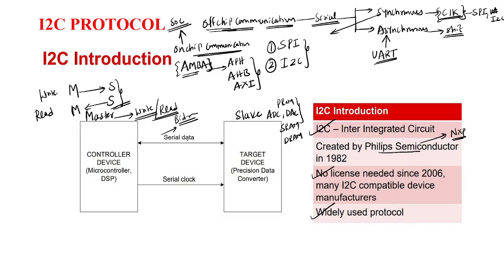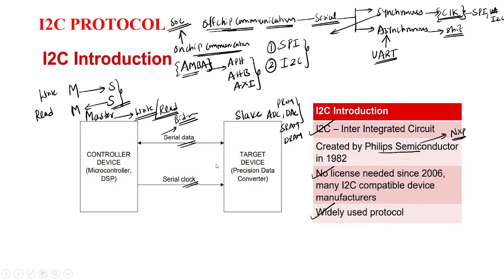Again, remember the data line is bidirectional, and the serial clock line goes from the master to the slave. That means the slave should synchronize with the clock. The serial clock is generated by the master. Is it fine? Shall I move forward? This is about the I2C protocol. Mostly two lines are there: one for the serial clock and the next one for the serial data line.